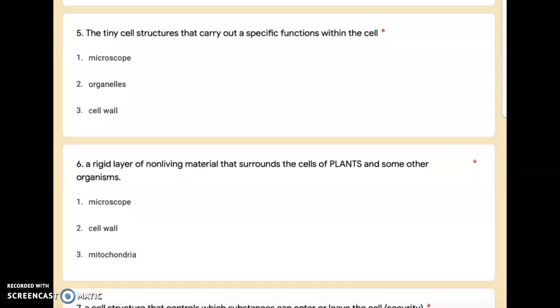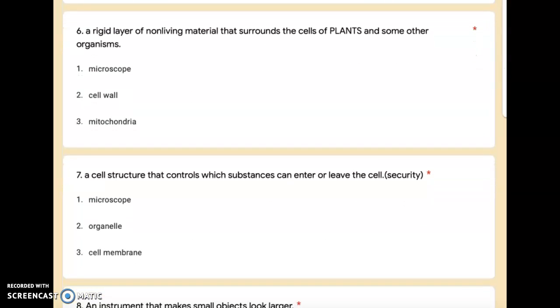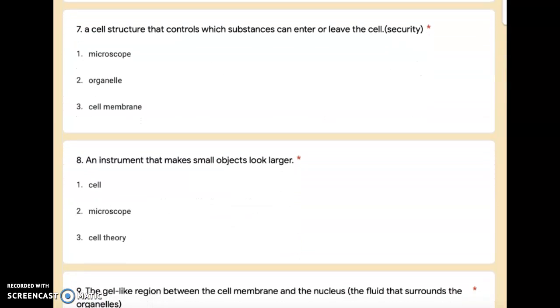Number 5. The tiny cell structures that carry out a specific function within the cell. Is that a microscope, organelles, or the cell wall? Number 6. A rigid layer of non-living material that surrounds the cells of plants and some other organisms. Is that a microscope, cell wall, or mitochondria?